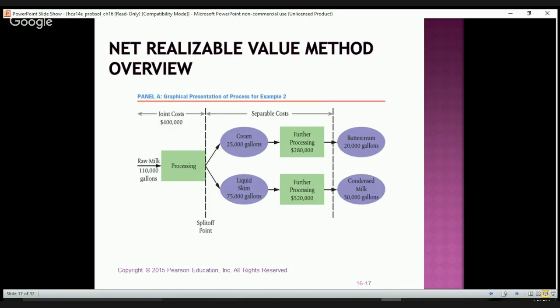So again, it's very similar to what we've had before, where we had joint cost of 400,000, and that's up to the time it leaves the cow itself through the processing to the split-off point. We have the split-off point, and we're going to have 25,000 gallons of cream and 75,000 gallons of skim milk. To further process the cream into buttercream, it takes $280,000, and those $280,000 would produce 20,000 gallons of buttercream. To take the liquid skim to condensed milk, it's going to cost us $520,000, and we're going to take that 75,000 gallons of liquid skim and make it into 50,000 gallons of condensed milk.